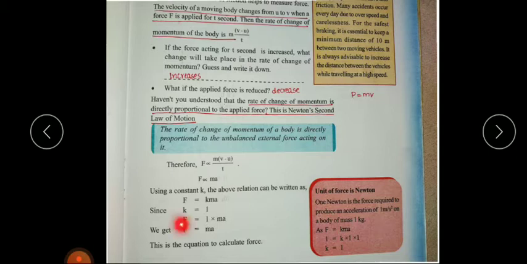Then what is the unit of force? Yes, the unit of force is Newton. The unit of mass is kilogram. The unit of acceleration is meter per second square. So the unit of force is also kilogram meter per second square, or simply we can say the unit of force is Newton.